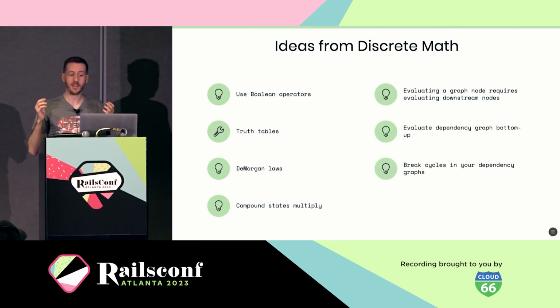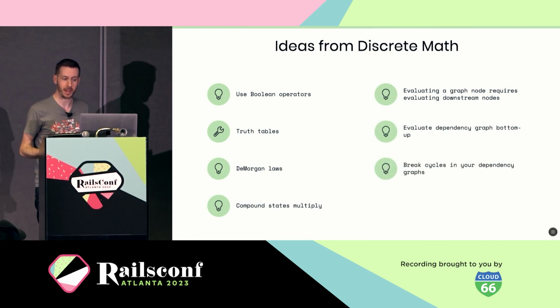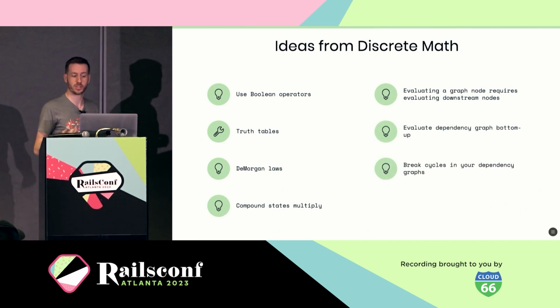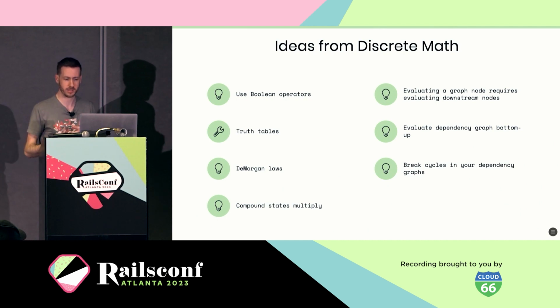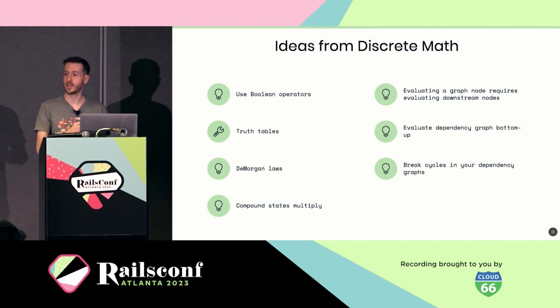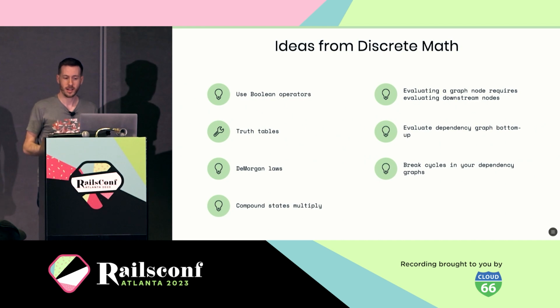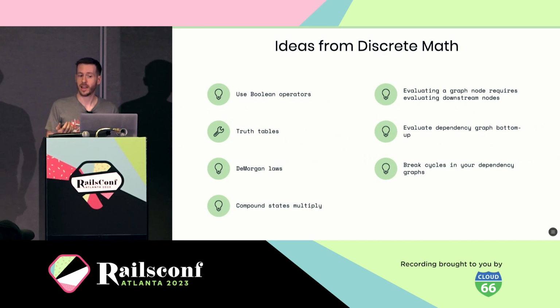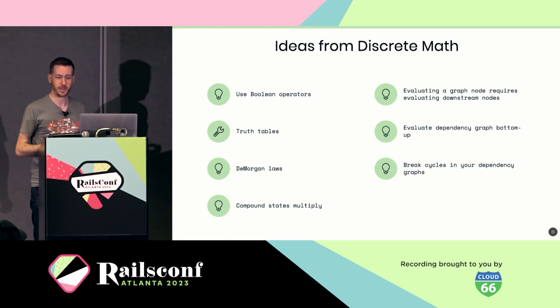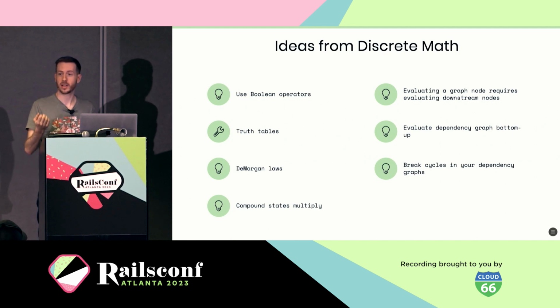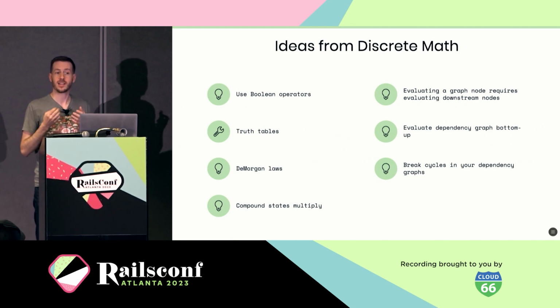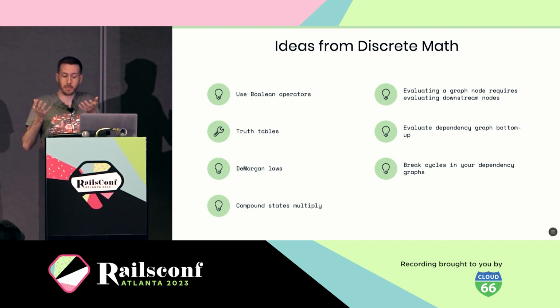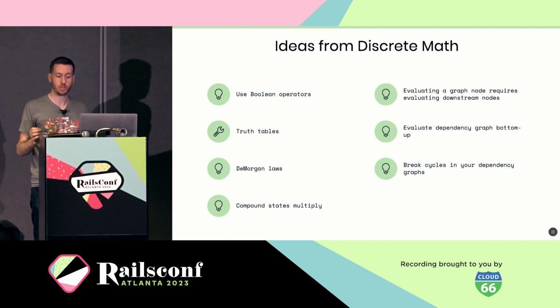So we've seen today a variety of ideas and tools from discrete math: Boolean operators, truth tables, De Morgan's laws, thinking about compound states and how they multiply, and a variety of ideas for working with graphs. The idea that evaluating a graph node requires you to evaluate everything downstream, that ideally you're evaluating a graph from the bottom up, and that it's totally fine to break the cycles in your dependency graph.